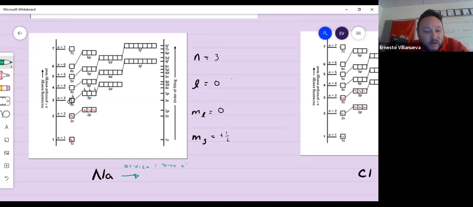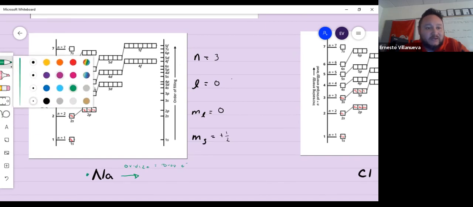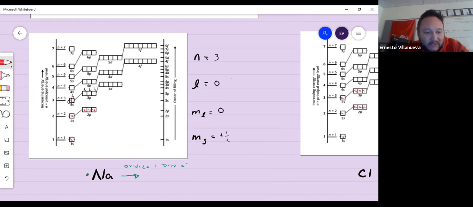So if sodium drops that one electron that it has out in the valence shell, like the Lewis structure says, right, it's got that one electron out here. If it gets rid of that electron, well, now sodium is in a position where instead of having 11 protons and 11 electrons to have a neutral charge, now it has 11 protons and only 10 electrons, right?